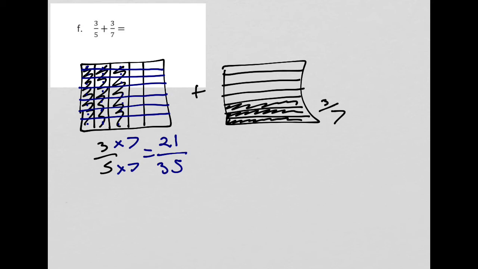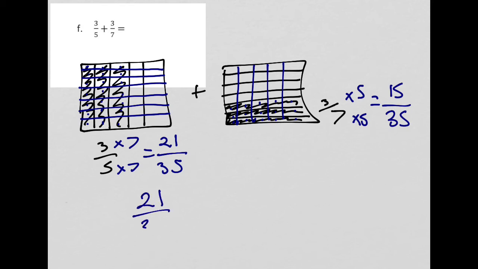And then for my 3/7, I'm going to split it into fifths. 1, 2, 3, 4. So I'm basically timesing by 5, and I'm going to get 15/35 now. 1, 2, 3, 4, 5, 6, 7, 8, 9, 10, 11, 12, 13, 14, 15. So I get 15/35. So my new equation has become 21/35 plus 15/35. So in this original equation, I had numerators that were both the same. They were both equal to 3. But now that I've turned them into different equivalent fractions, they've turned to 21 and 15.